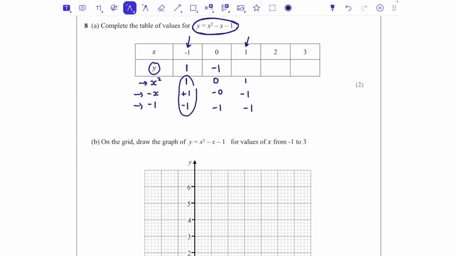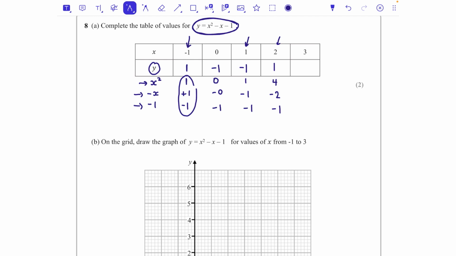Take away another 1. 1 take away 1 is 0. Take away another 1 is minus 1. For the next one, I've got 2 squared, which is 4. Take away that 2, and then take away the extra 1. 4 take away 2 is 2. Take away 1 is 1. A lot of ones at play here.